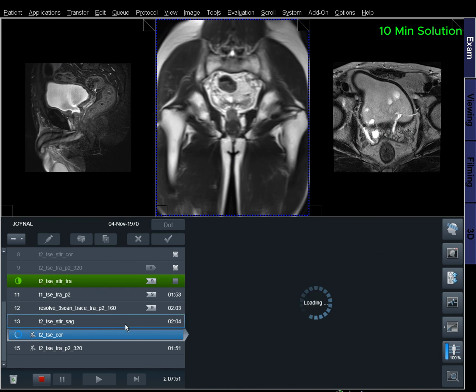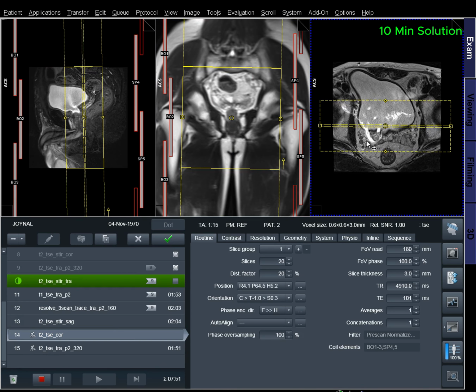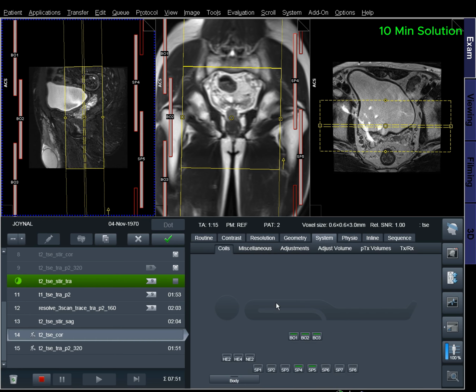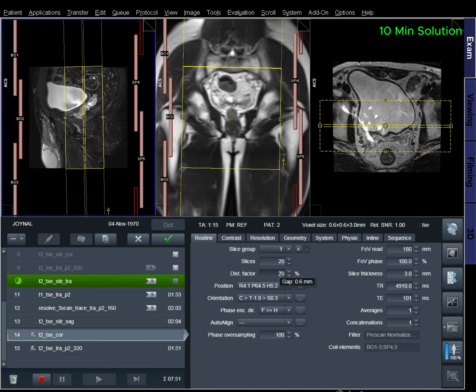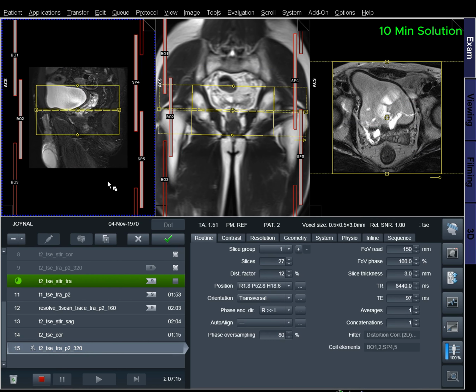T2 TSE Coronal Planning. Plan the coronal slices on the sagittal plane and angle the positioning block vertically across the prostate, as shown in the picture. Check the positioning block in the other two planes, ensuring an appropriate angle is given in the axial plane, which is parallel to the right and left hip joints or ischial tuberosity. The slices must be sufficient to cover the entire prostate and seminal vesicles.